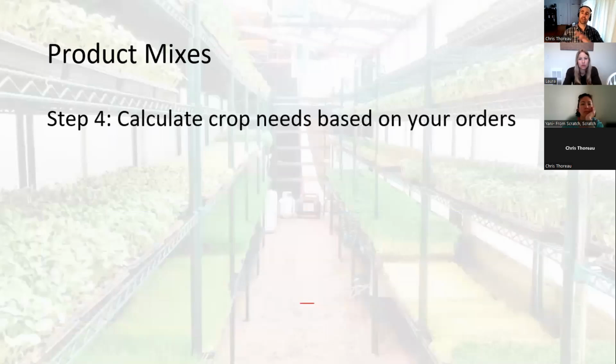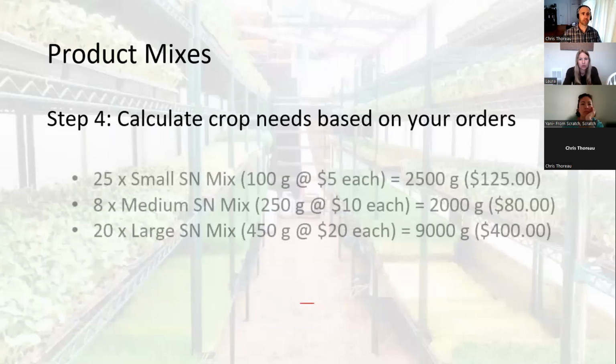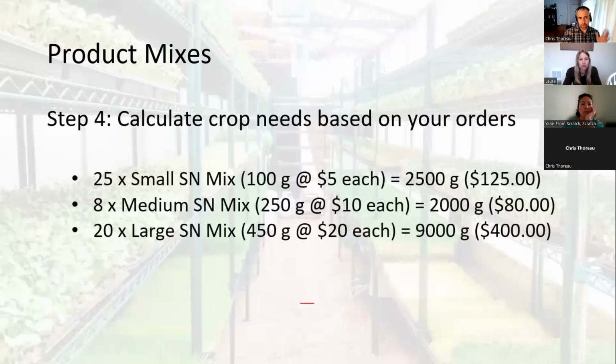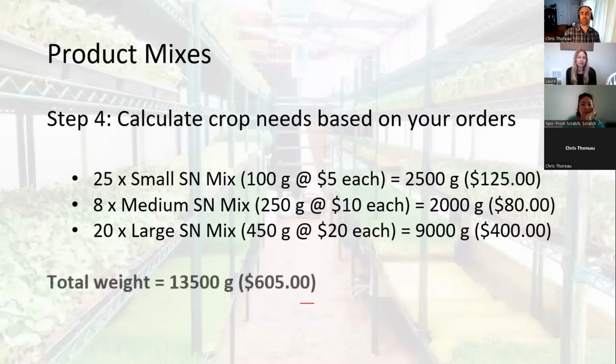Going back to that same order that we did for peas, we'll do 25 small spicy nutty mix at 100 grams each, not 105, because by the time I realized I should use the packing weight, I didn't want to do the calculations again. So 8 of our medium mix and then 20 of our large mix. We get the same value that we got for our peas, 13,500 grams. So we're always going with this idea that we're getting our total we need, and then we work backwards from that to figure out how much crop we need.